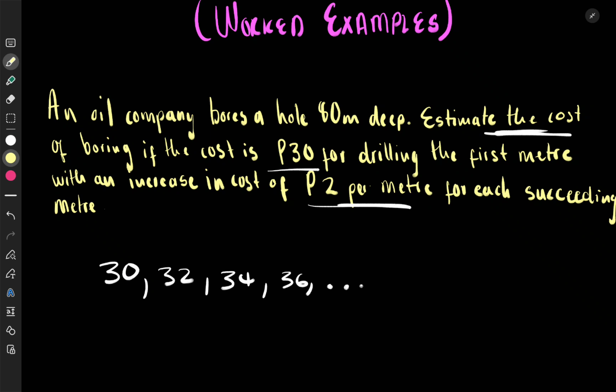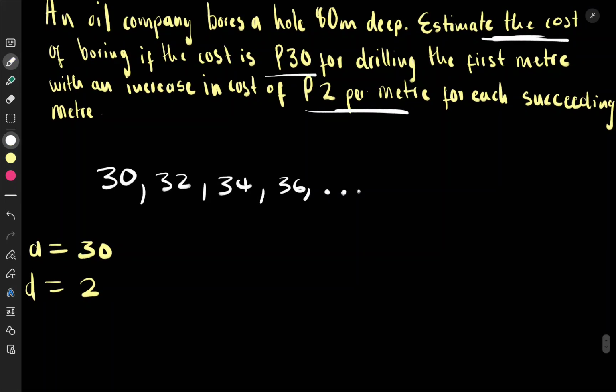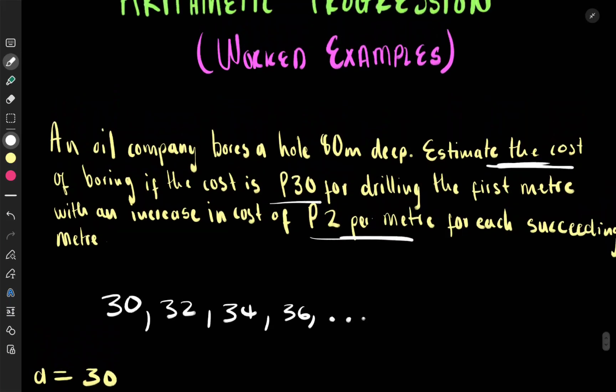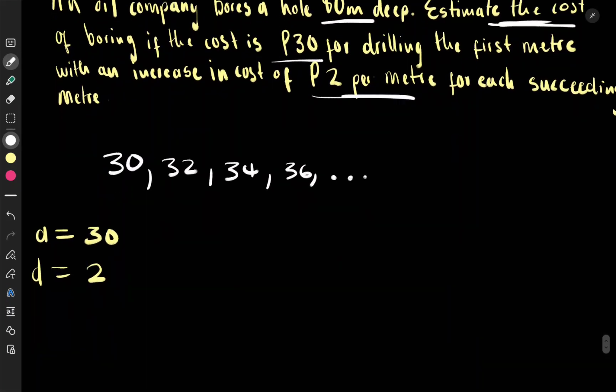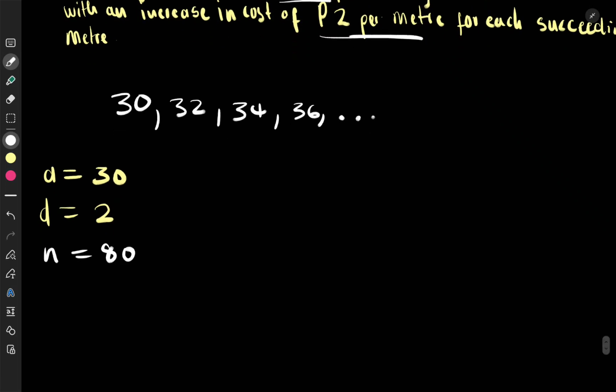Okay, so here we have our AP, right? The cost of the first meter is 30. And then what is D? We want to know D. D is going to be 32 minus 30, which is 2, right? Our D, since they've already said, is 2 pullers. Then we want the sum, but we need to know the number of terms, right? And how many meters are we going? 80. So N is 80. We are drilling 80 meters, so we want the sum of drilling 80 meters.